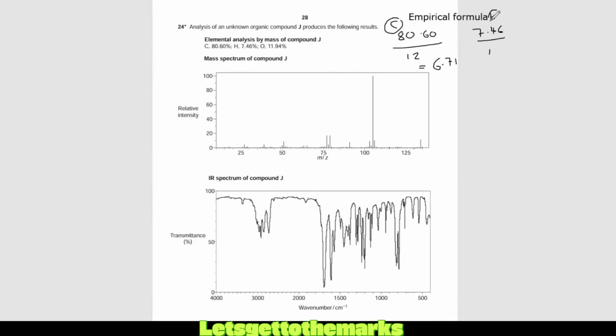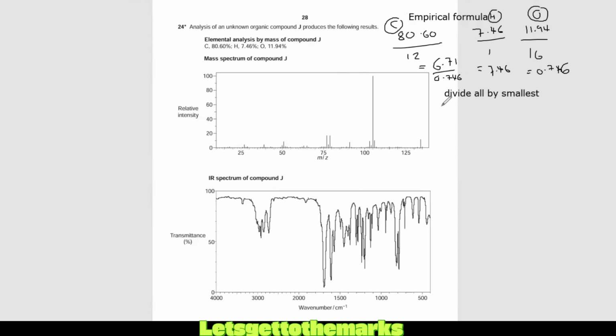So we've got 80.6 carbon, 7.46 hydrogen, and 11.94 for oxygen. Now divide all of them by the Ar, and that is going to give you 6.71, 7.46, and 0.746, sorry. Now what you want to do is divide by the smallest. By dividing by the smallest, we can try and get them into whole number ratios. We might need to multiply after that, but we'll see.